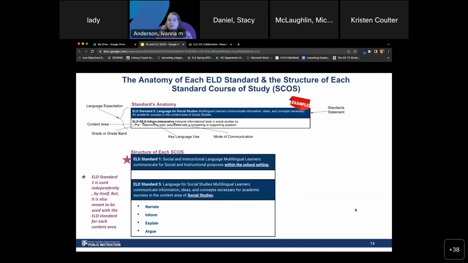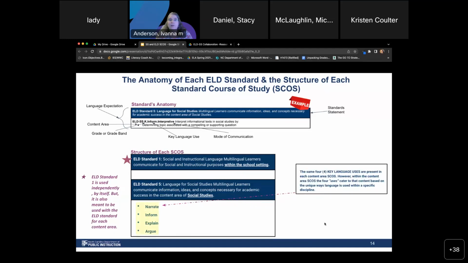So we talked about standard 1 a little bit before about the social and instructional language. And we're also talking about standard 5, which is social studies, working with the language for social studies. So you can see below, I think if we go ahead and click, that we have narrate, inform, explain, and argue. And these are the 4 key language uses. Now, these 4 key language uses are present in all of the different content standards, standard 2, 3, 4, and 5. But when you're working with social studies, you're able to look at how narrate, inform, explain, and argue function with the language within your content area.